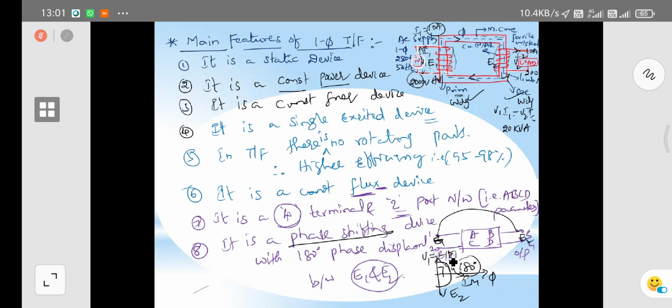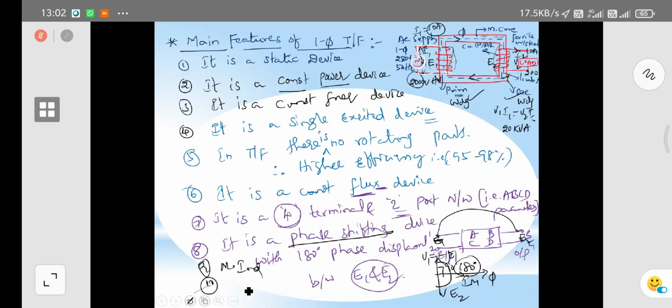Phase shifting device here. The another point here is it works on the principle of Faraday's laws of electromagnetic induction. Next one, what about here? So the principle is mutual induction, or it works on the principle of Faraday's law. So the 10th one, what about here?